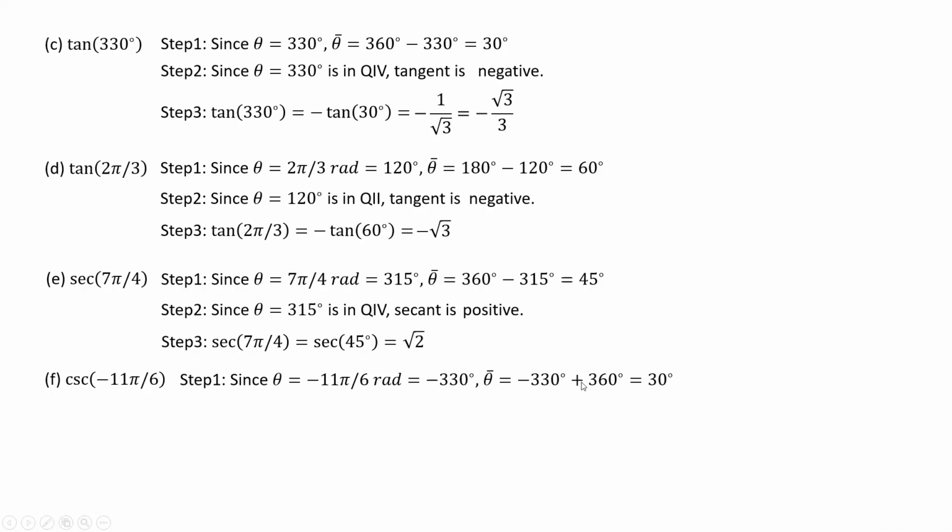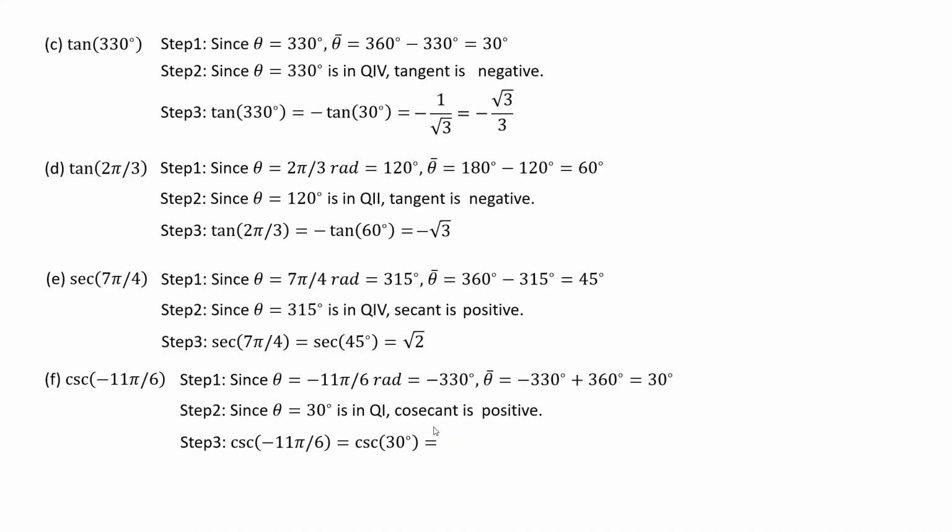However, we add 360, right? Because it went in the negative direction. So 30 degrees is, or simply ask, with respect to the x-axis, what is the acute angle? 30 degrees. And in the first quadrant everything is positive, so cosecant is positive. So cosecant of negative 11 pi over 6 is cosecant of 30 degrees. Cosecant of 30 degrees, I have no idea, but I know sine of 30 is 1/2. So cosecant must be the reciprocal of that, which is 2.